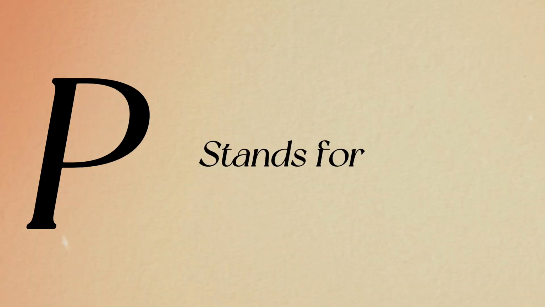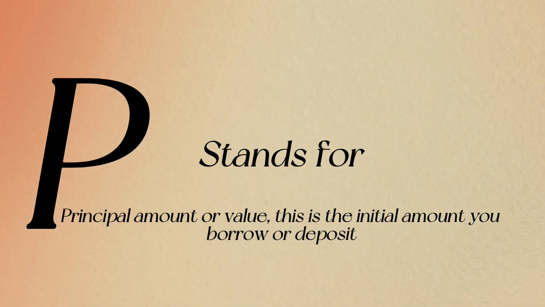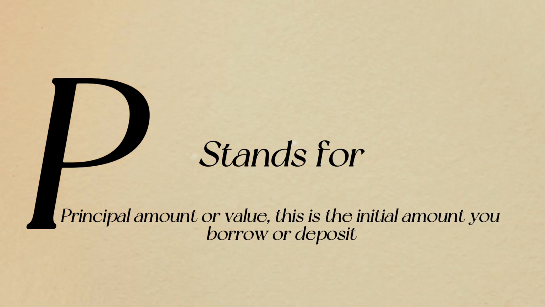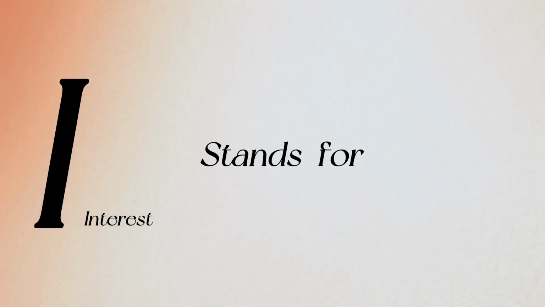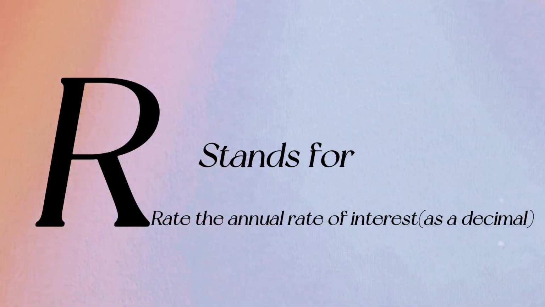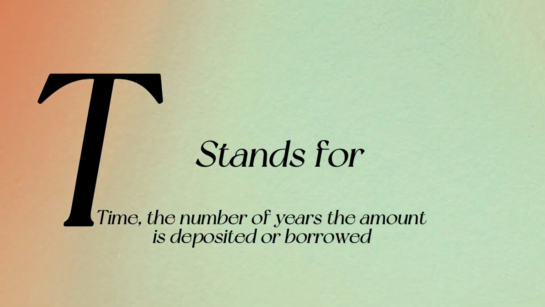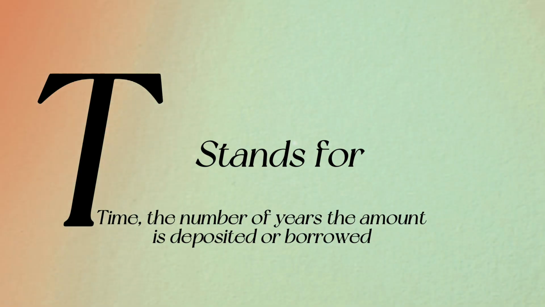P stands for principal amount or value. This is the initial amount you borrow or deposit. I stands for interest. R stands for rate, the annual rate of interest as a decimal. T stands for time, the number of years the amount is deposited or borrowed.